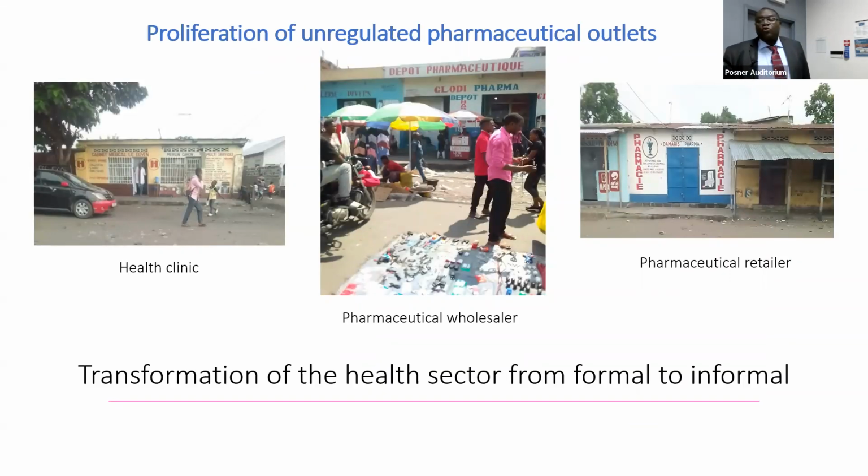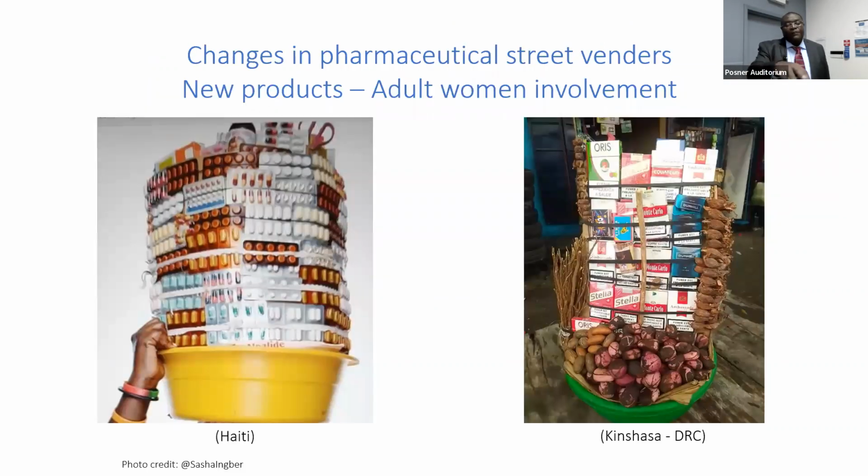But what's happening is that those who used to peddle these drugs are now established in small shop outlets, pharmacy outlets, and creating very small health clinics, and many of those are not regulated. So the sector that used to be regulated is now becoming an informal sector, not regulated, difficult to control, and they are selling drugs the way they want. If you go back to this picture, you will see on top of the woman's basket a pair of scissors.